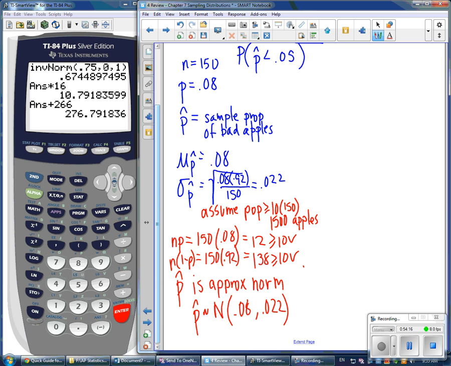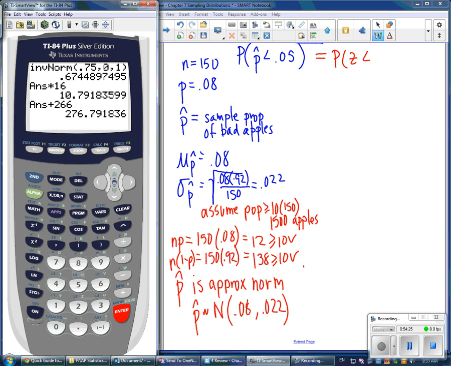Well, now I can calculate the probability that p hat is less than 0.05. But the first thing I need to do is change that to a z-score. So I'm just going to go ahead and do my sample result of 0.05 minus the mean, which is 0.08.